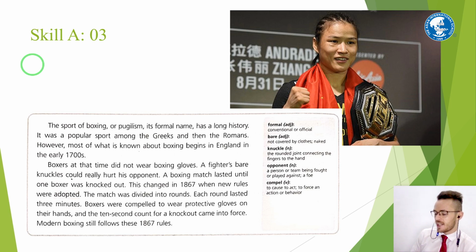This changed in 1867 when new rules were adopted. The match was divided into rounds. Each round lasted 3 minutes. The boxers were compelled to wear protective gloves on their hands, and the 10-second count for a knockout came into force. Modern boxing still follows these 1867 rules.